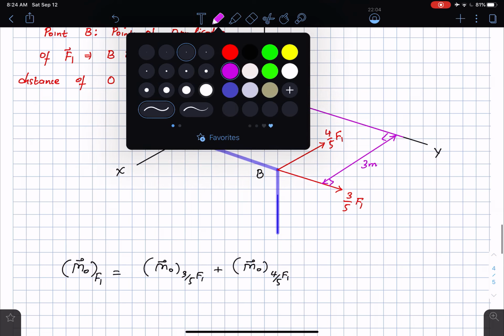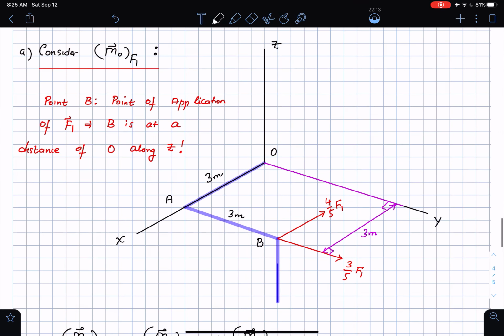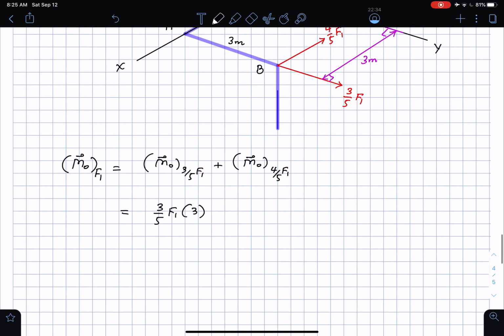Then I'll start off by writing it this way. So this is going to be 3/5 times F1 times the distance of 3 meters. What is the direction? Use the right hand rule. If I use the right hand rule, my fingers aligned with the force 3/5 F1, my palm is facing the point O. You have to realize that your right hand fingers are now going to be parallel to the y direction when you do that. And if I curl my fingers, my thumb is going to point in the z direction. So this is going to be producing a moment in the positive z direction.